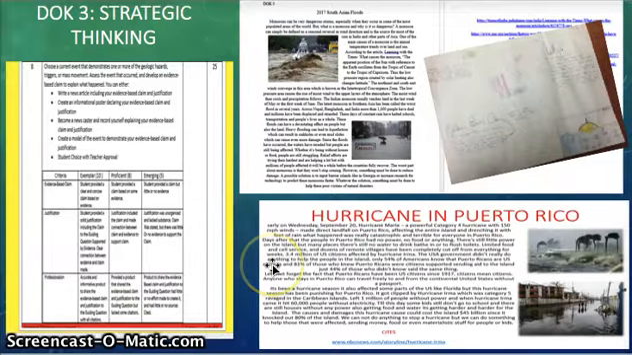Other DOK3 options in the strategic thinking were they could choose a current event and explain and create a product that shared what occurred, pretty much the 5 W's, but they provided evidence and a claim as to what happened. Okay, and these are 3 student examples.